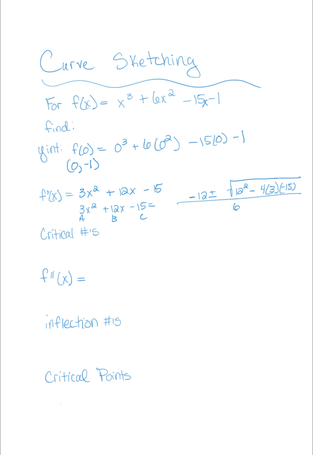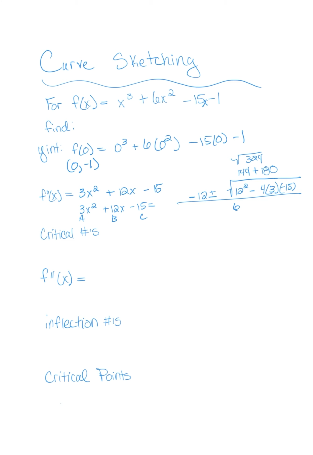Okay, so 12 squared is 144, I think, minus, I'm going to need a calculator. Okay, so negative 4 times 3 is 12, times negative 15 is 180, positive 180, because we have a negative times a negative. And so 144 plus 180 is 324. So we have the square root of 324. Just trying to make it to where I have some room here.